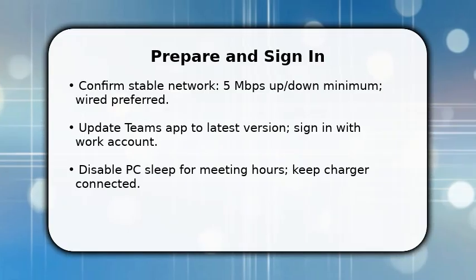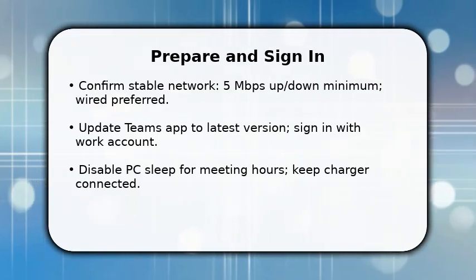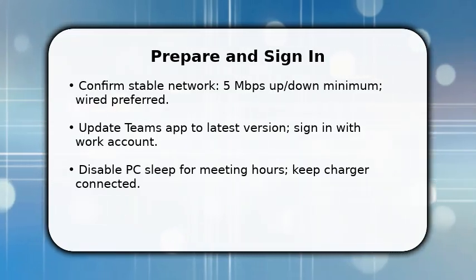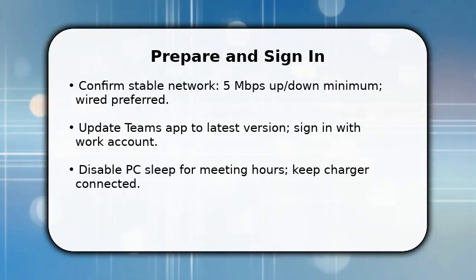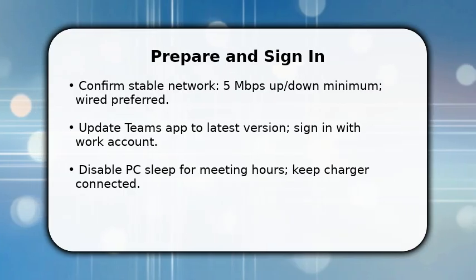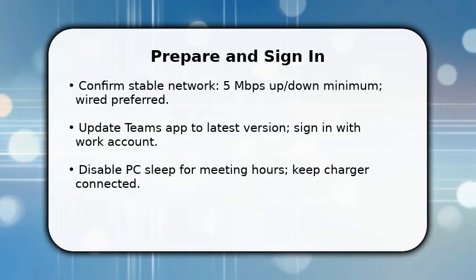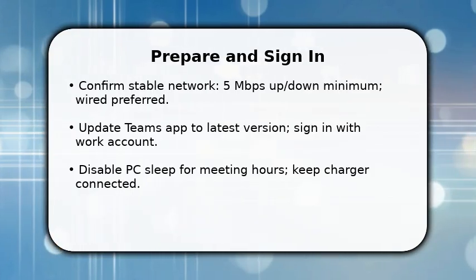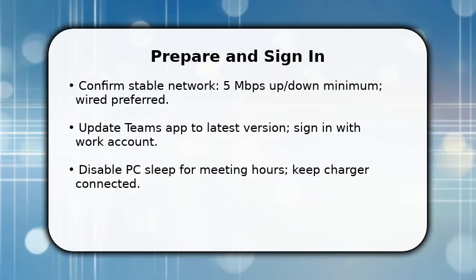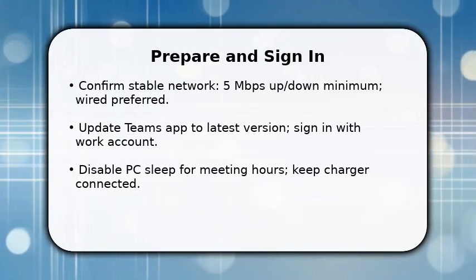You start by getting the basics out of the way so you stay online reliably. First, confirm a stable network connection. Once done, use wired Ethernet when possible because Wi-Fi drops cause presence changes. Make sure Teams is updated and you're signed into the correct work account. Updates fix background disconnection. Then adjust your device power plan.